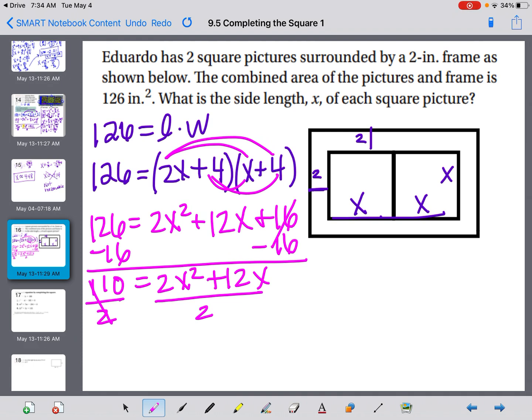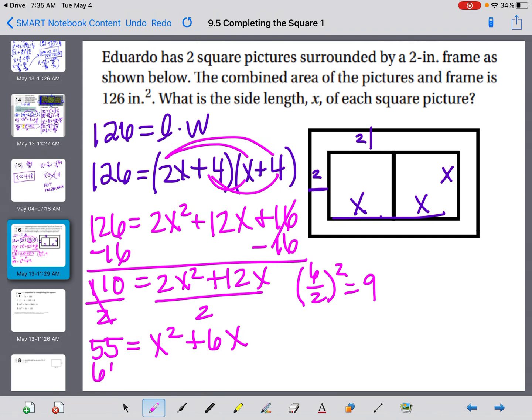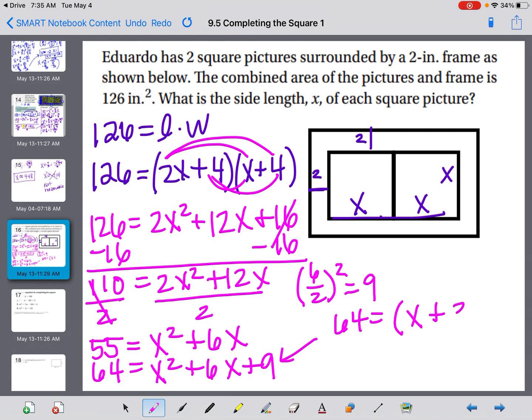110 divided by 2 is 55. Everything else divided by 2 is x squared plus 6x. Okay, now I can do my b over 2, so 6 over 2 and squared, which gives me 9. So I'm going to add 9. 55 plus 9 is 64 equals x squared plus 6x plus 9. Okay, when I factor this, I'm going to end up with 64 is equal to x plus 3 squared. Take the square root, and I get positive and negative 8 is equal to x plus 3.